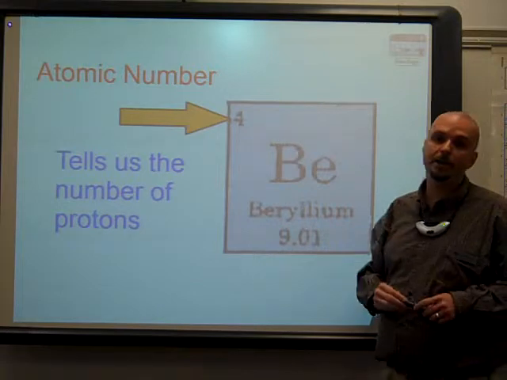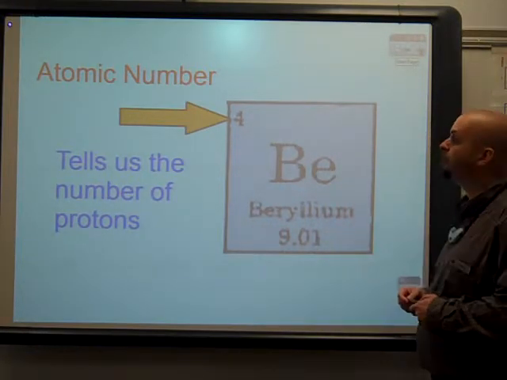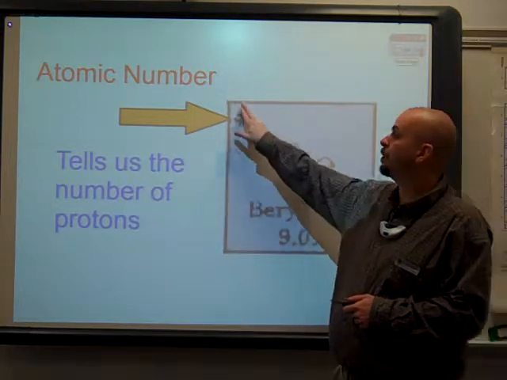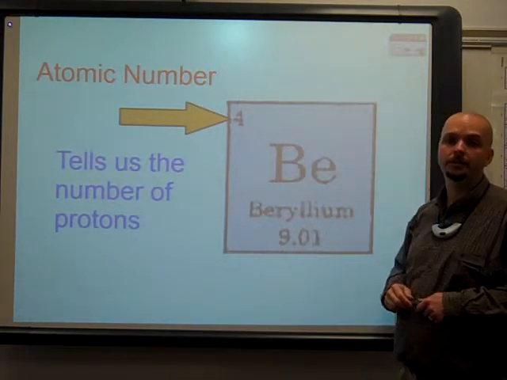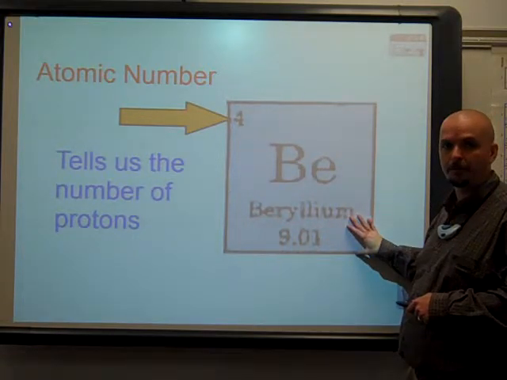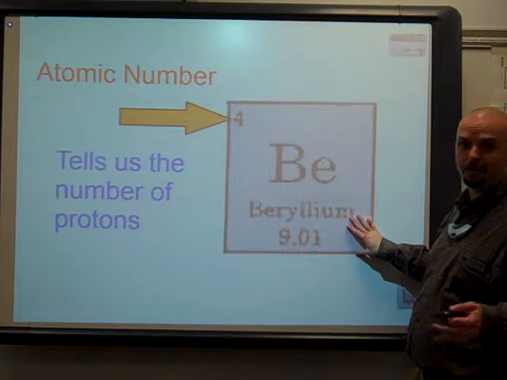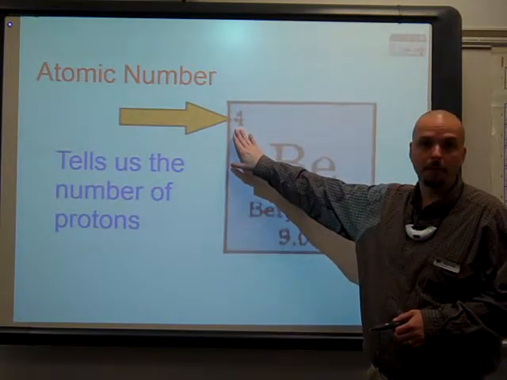Each of these pieces of information give us some kind of detail about the structure of an atom. Atomic number, the one that's in the top left corner, tells us the number of protons in our atom. So we can look at this box for beryllium and without doing any work know that the atom of beryllium has 4 protons.